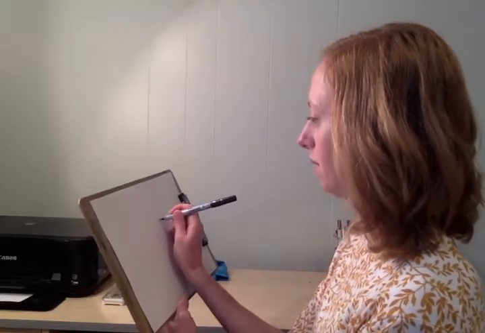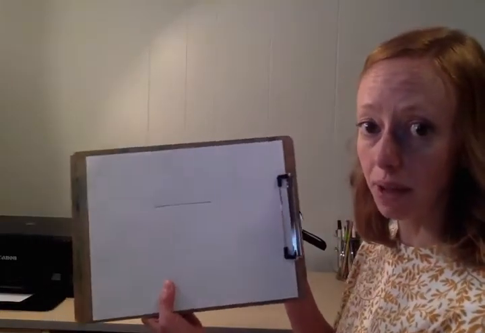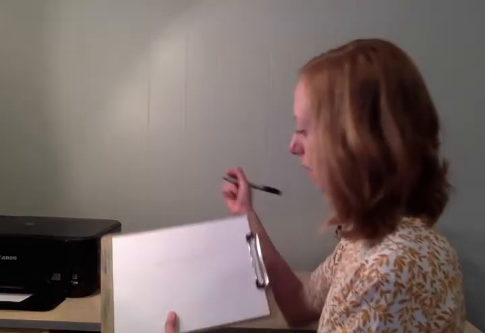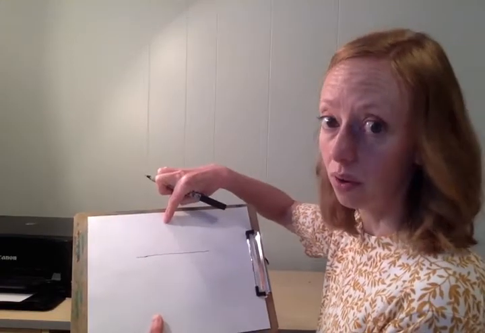Okay, so to start our room, we're going to draw a horizontal line across the middle of our page here. Okay. Like this, and I'm actually going to make mine a little bit longer. Okay, so that is where the floor meets the back wall.